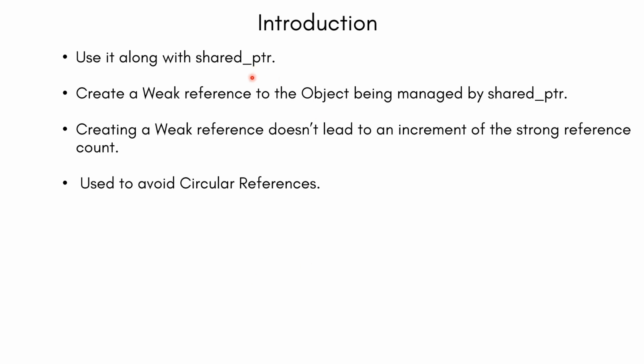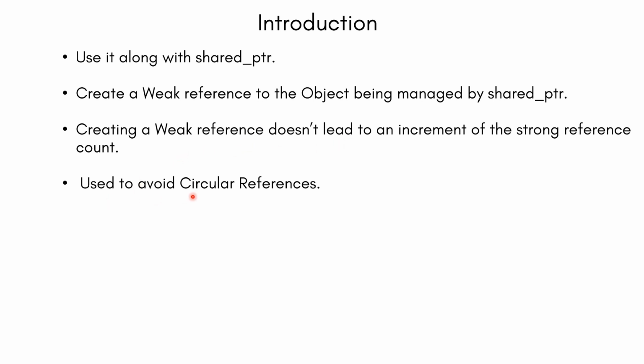So the weak pointer is used along with shared pointer. It generally creates a weak reference. If a shared pointer is managing an object on the heap, and you create another shared pointer, that is a strong reference. Strong reference means the reference count will increase. If you don't want the strong reference count to increase, then you can use the weak pointer. Creating a weak pointer does not increase the strong reference count.